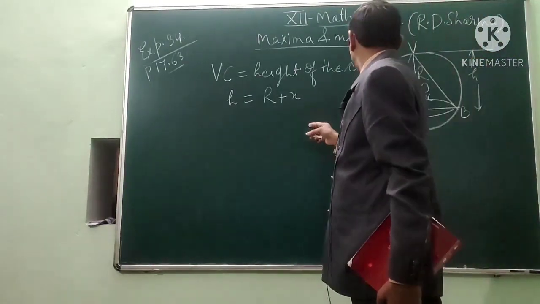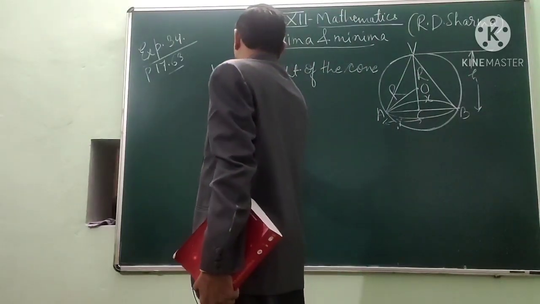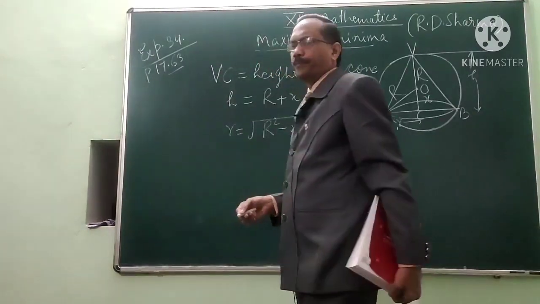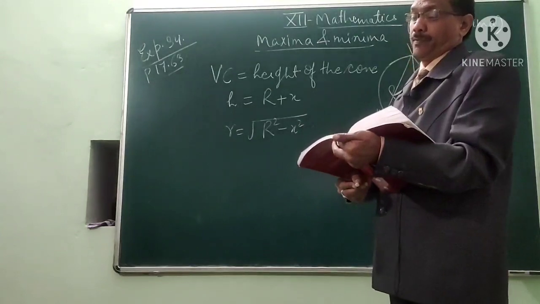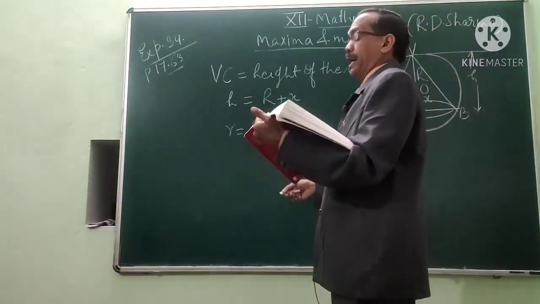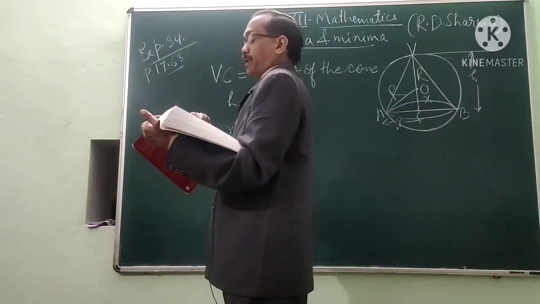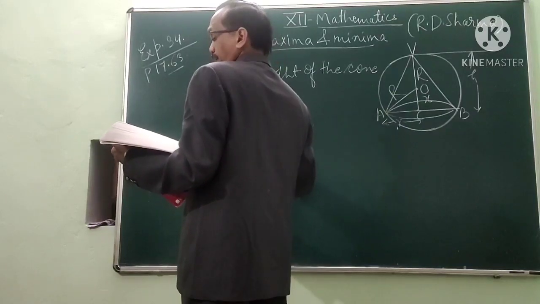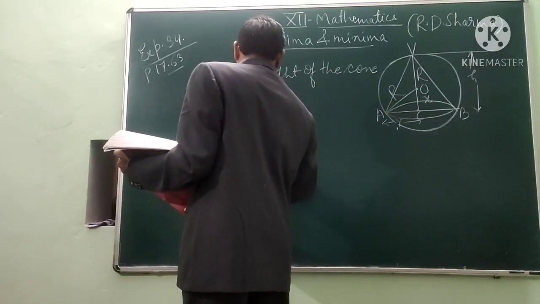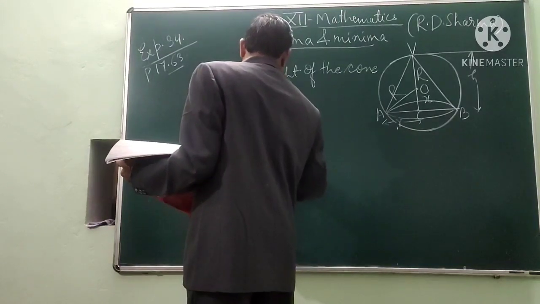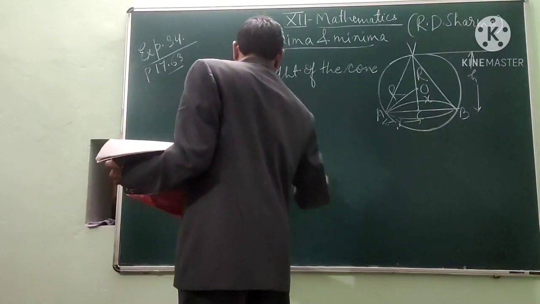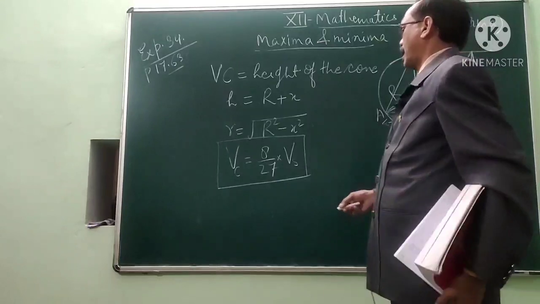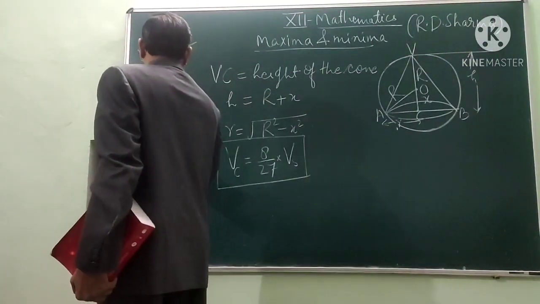And the radius of the cone, small r, equals under root of capital R square minus x square. We have to prove that the volume of the cone is 8 upon 27 times the volume of the sphere. This we have to prove.